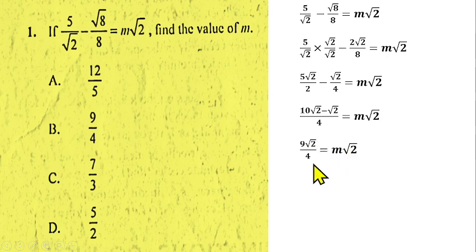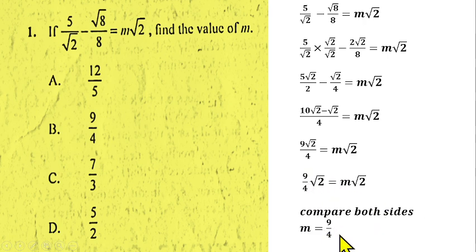If you simplify this properly, you have 9 over 4 Surd 2. If you compare both sides, Surd 2 will take care of Surd 2. That means m will be equal to 9 over 4. So your m is 9 over 4, which is option B for question number 1.